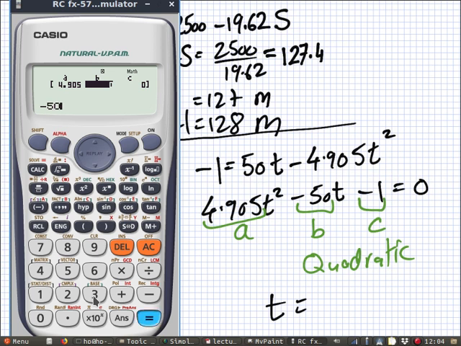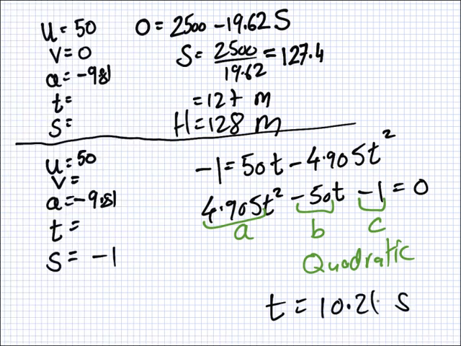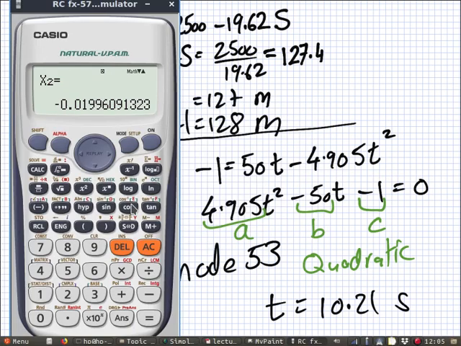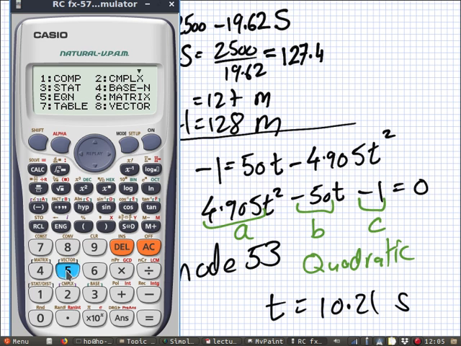Wow. Power of calculators, indeed. 10.21 seconds. And if you have the calculator I recommended, you can solve this by using mode 53 on the calculator. But don't worry, we'll do this more in maths class. Sometimes you have two answers. Yeah, the second answer is silly, this one negative. Where? Mode 53.